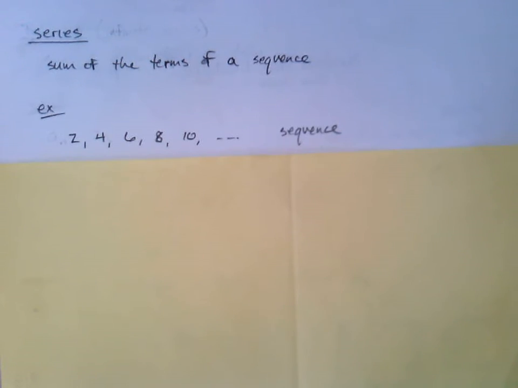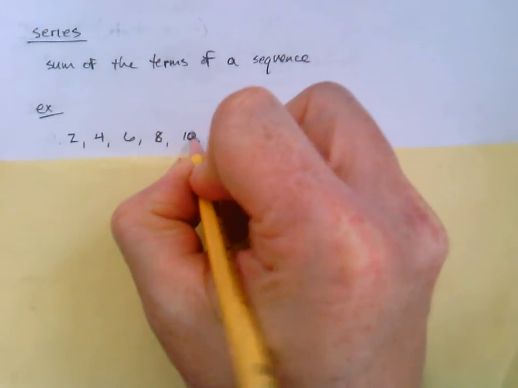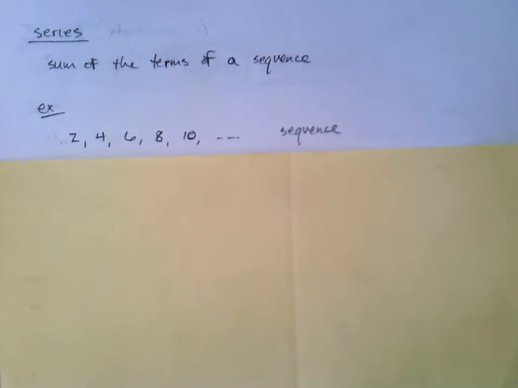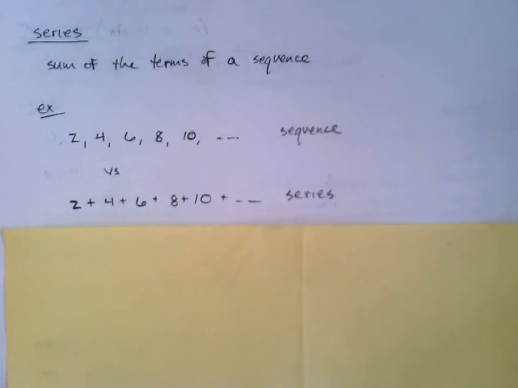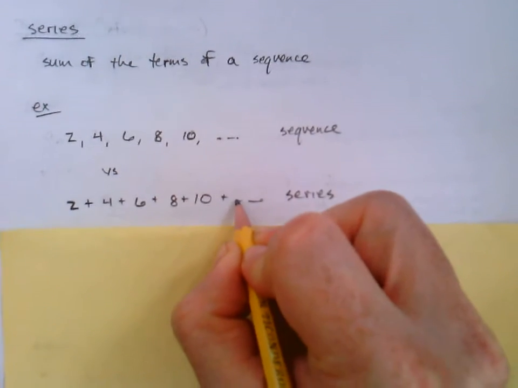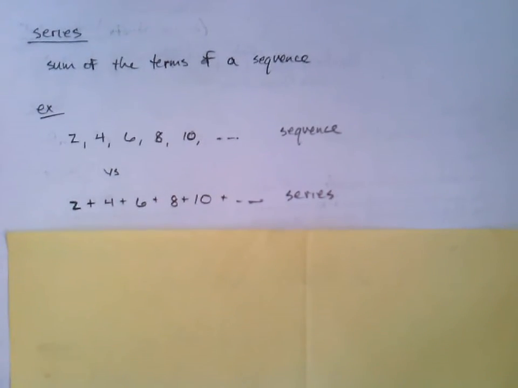We saw this sequence at the beginning of the last video, right? 2, 4, 6, 8, 10, dot, dot, dot. The equivalent series is this: 2 plus 4 plus 6 plus 8 plus 10 plus dot dot dot. If you continue to add the terms, we give that the name series. Okay.